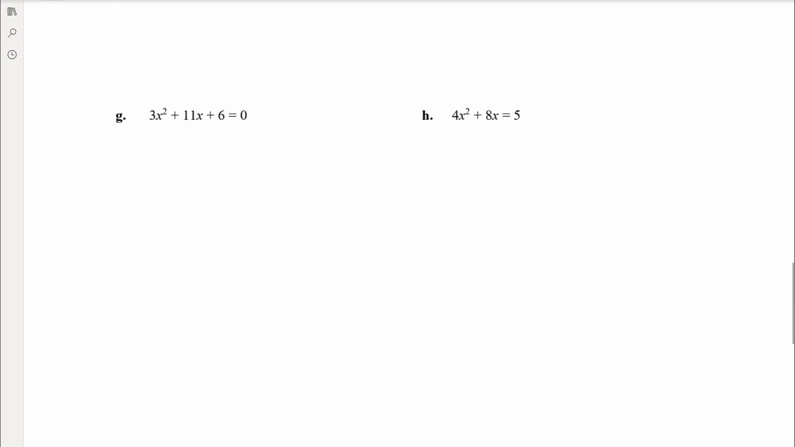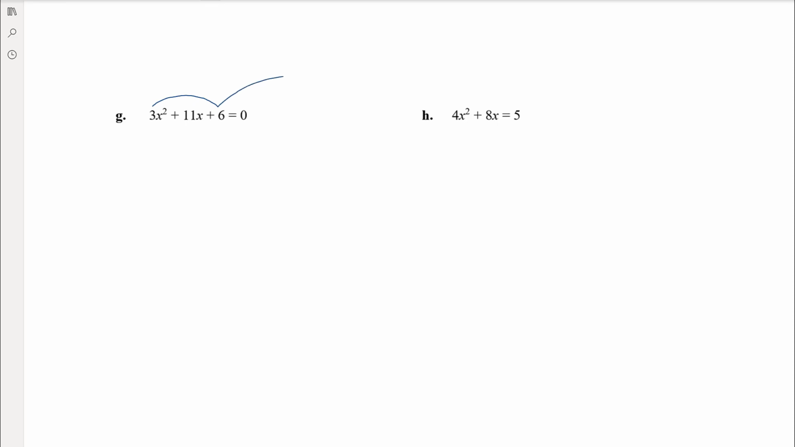Okay, last two, part G. Make one side 0, already done. Factorize the other side so that we've got a product equaling 0. We're looking for common factors if possible, but there aren't any common factors in that left-hand side, and so it's a non-monic quadratic, and we'll need to use our non-monic method for factorization.